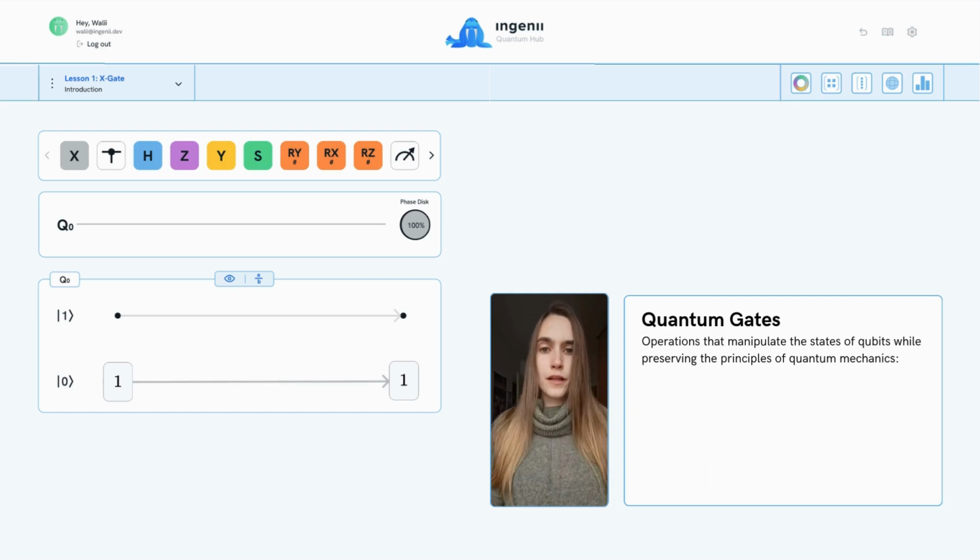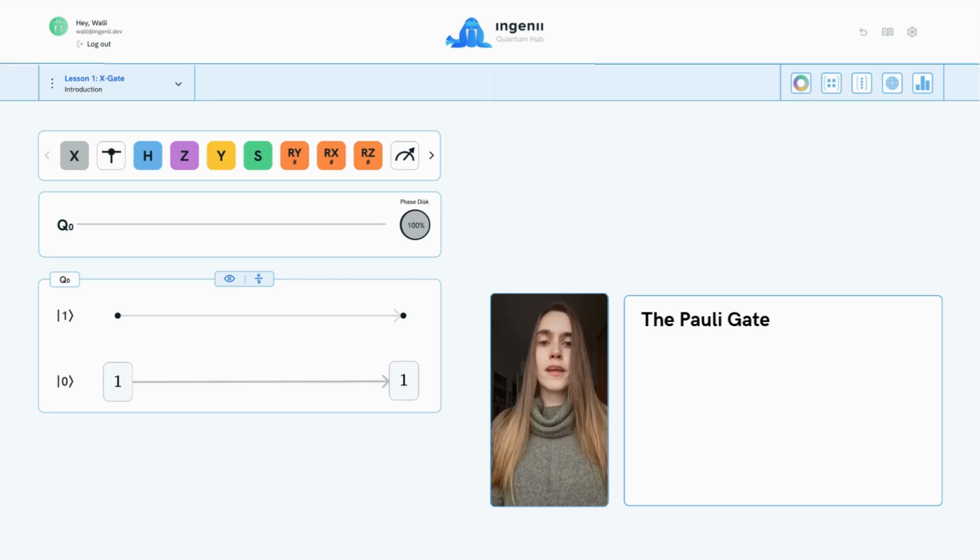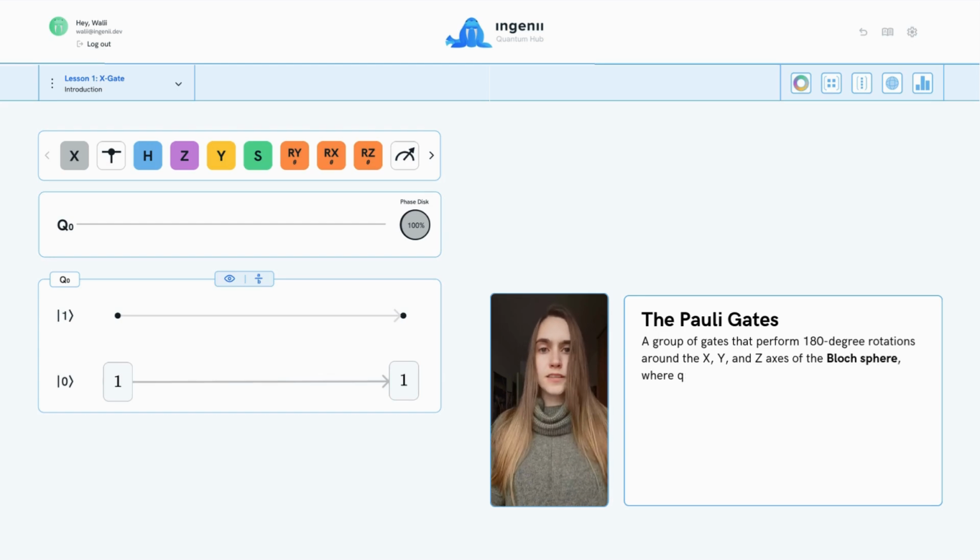One important family of quantum gates is the Pauli gate family. They perform 180-degree rotations around the x, y, and z axis of the Bloch sphere, where quantum states are represented as points on the surface of the sphere. Let's focus on the X-gate today.